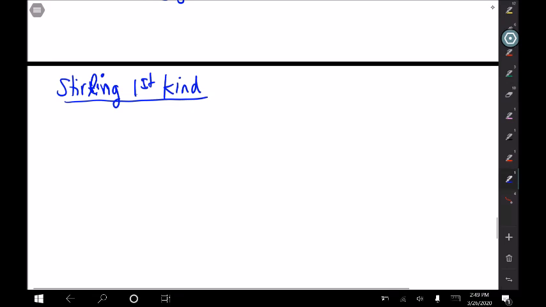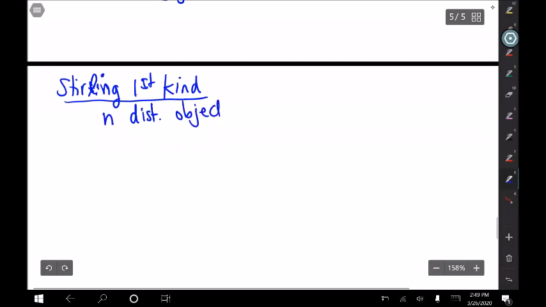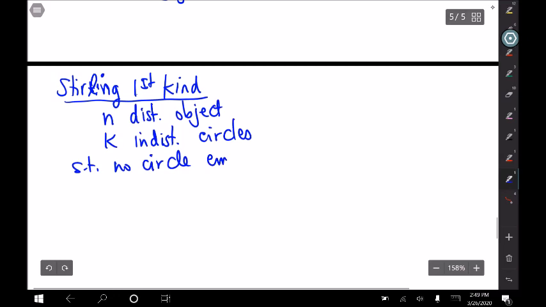What is Stirling first kind? Pretty much the same thing: distinguishable objects, indistinguishable circles, such that no circle is empty. All right, that's it. So the question then is, how many different ways can you place objects into circles?